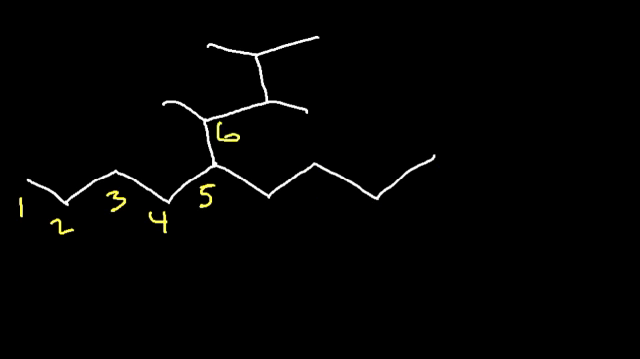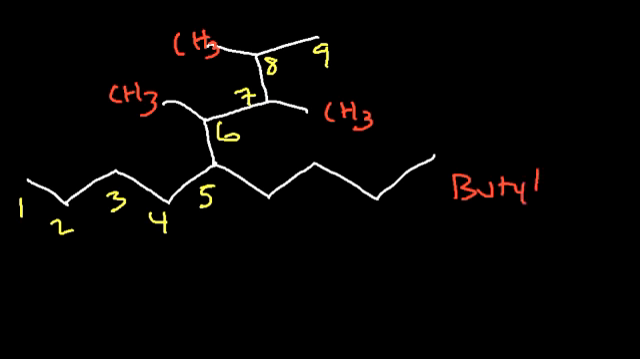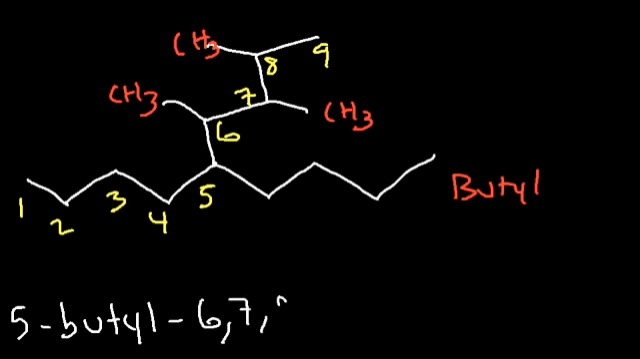So this is going to be 6, 7, 8, 9. So we have a methyl on 6, a methyl on 7, and a methyl on 8, and a butyl group on 5. So now let's name it. Butyl comes before methyl if we alphabetize it. So it's going to be 5-butyl-6,7,8-trimethylnonane.